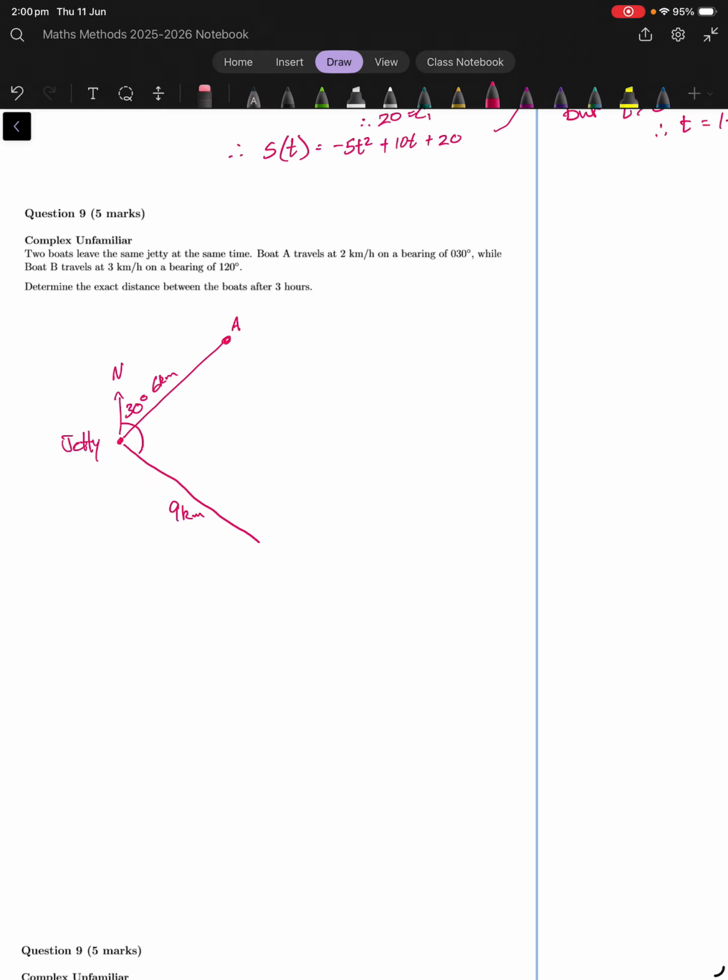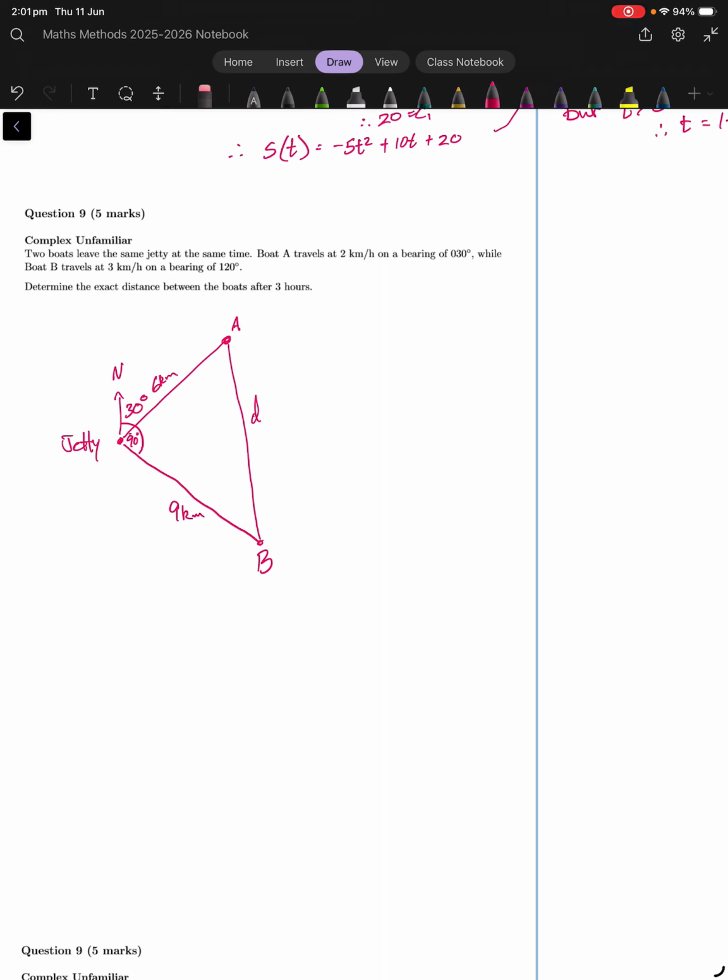And the whole bearing was 120. If I take away that 30, that must leave this little bit being 90 degrees. And this is where boat B is. And then determine the distance between the boats at this time. Well, you could use your cosine rule, or this one, it's actually a right-angled triangle, so you could just go ahead and use Pythagoras' theorem. But let's pretend, because they may give you one where it's not 90 degrees.